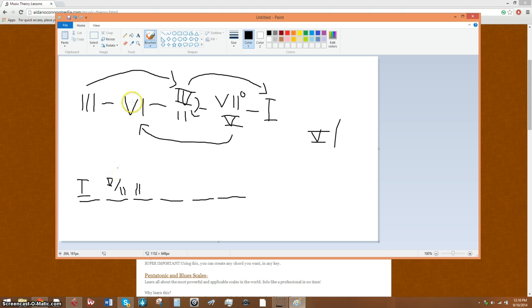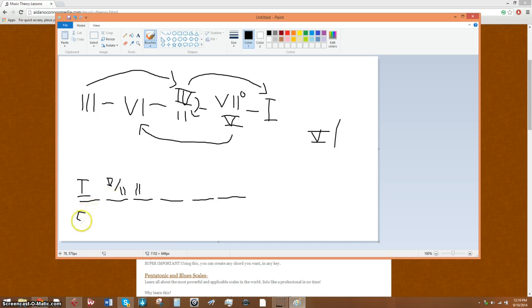But so on my guitar real quick, if I'm in C, instead of going C to D minor, I'm going to go from C to the 5 of 2, which in this case is going to be A, to D minor. Okay, so how did I know that A was the 5 of 2?